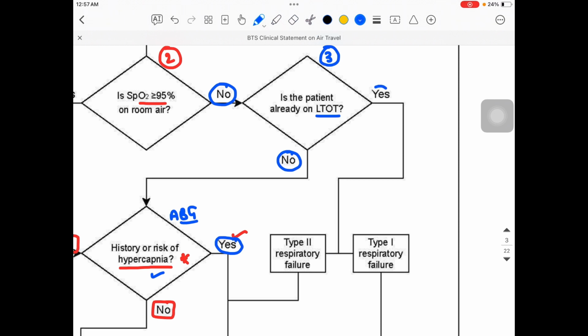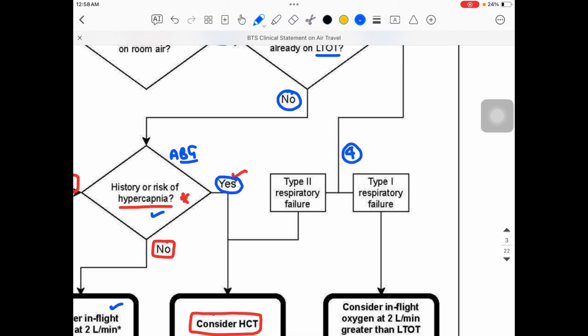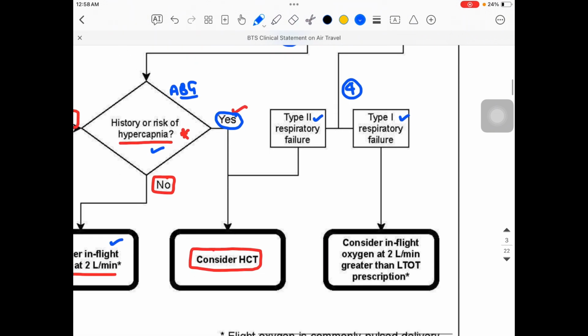If the patient is on long term oxygen therapy, then we should ask ourselves the next question. What is the next question? Whether this patient is having type 2 respiratory failure or type 1 respiratory failure, right? If the patient is having type 2 respiratory failure, that means there is a risk of hypercapnia.